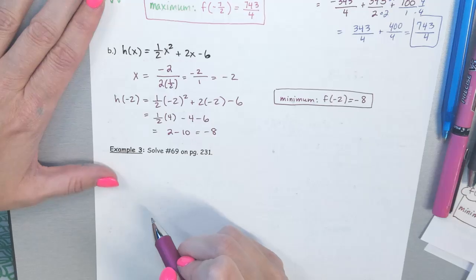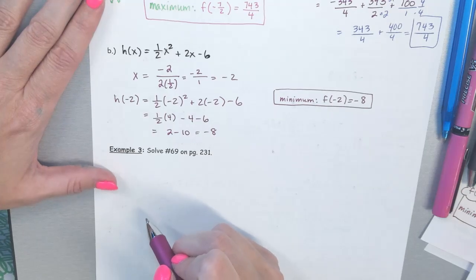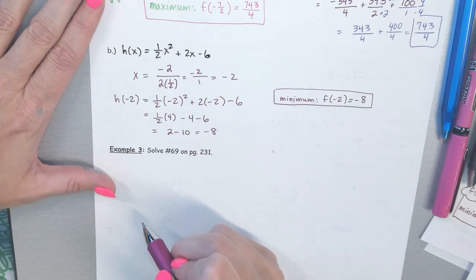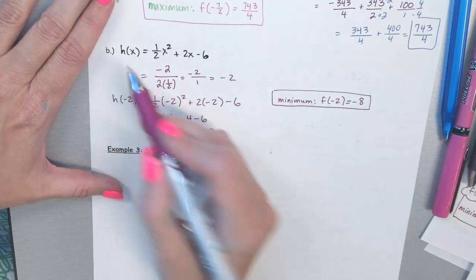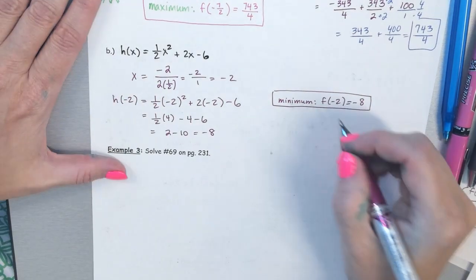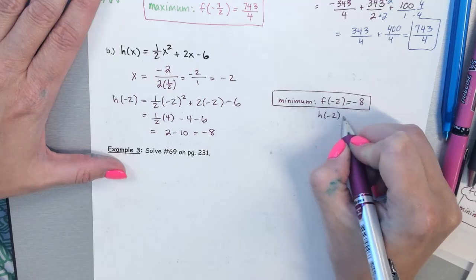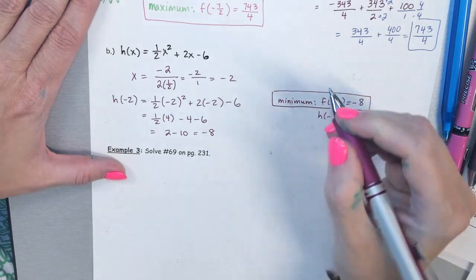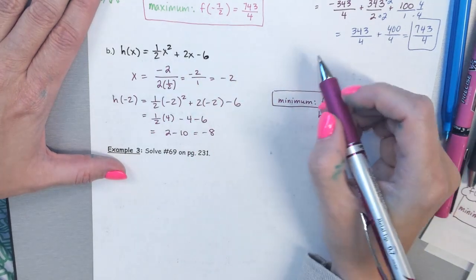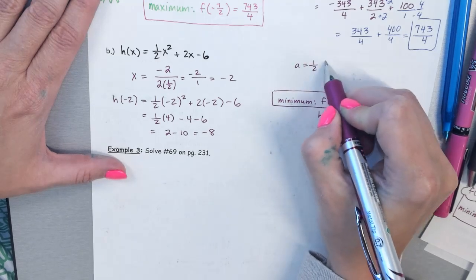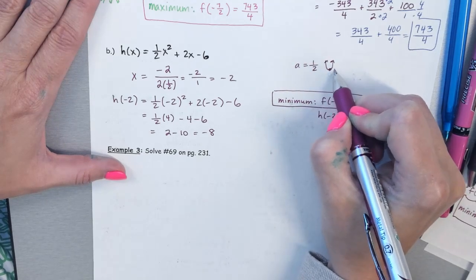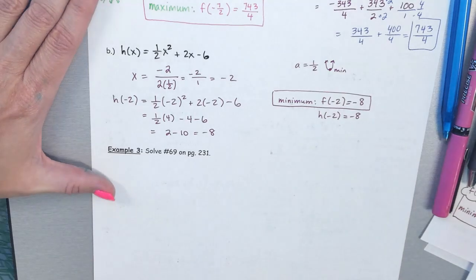Oh, yeah, you could. In fact, I feel like you should, right? If it's h of that. If you put f, that's okay too. Because it's the h of value. And then remember, the minimum is decided by a. So if a is positive, that's how you know whether you have that minimum.